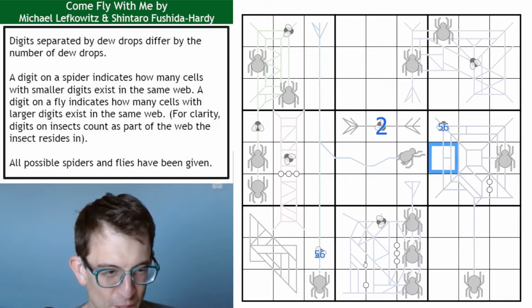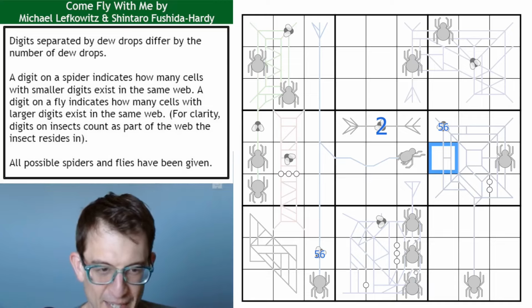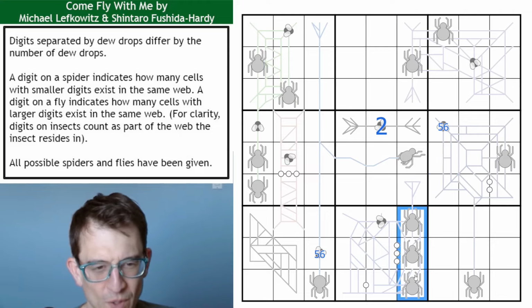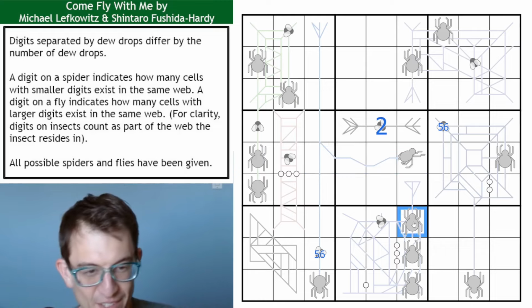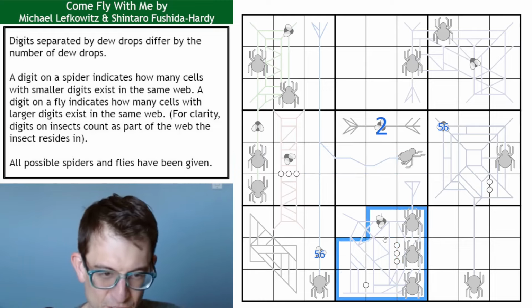Are there other little tiny webs that I can do something with? I don't see any. Let's think about, that doesn't impact this at all. Okay, let's think about this. This is actually really strange.